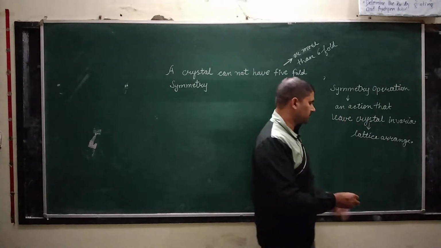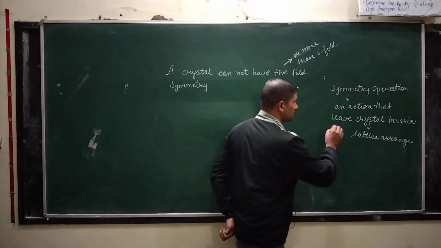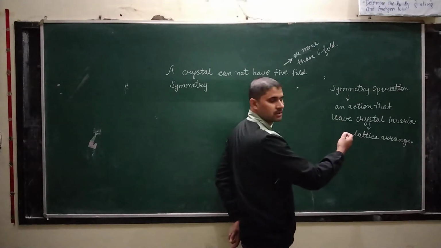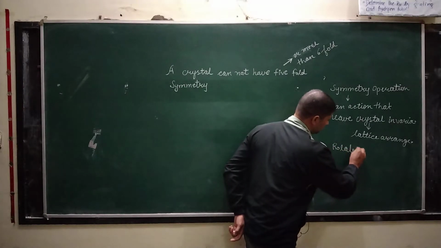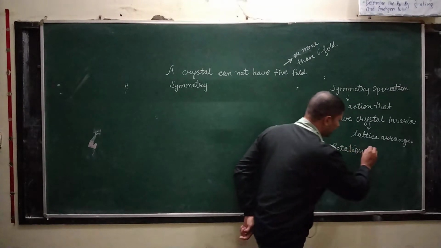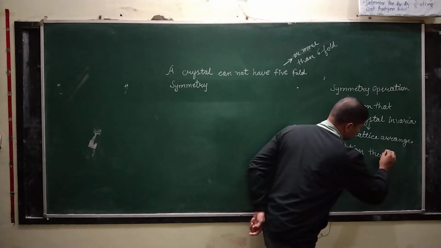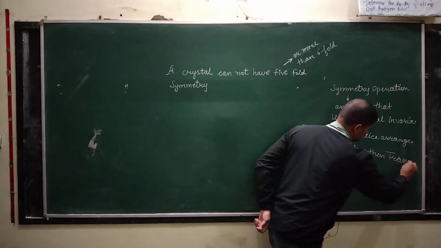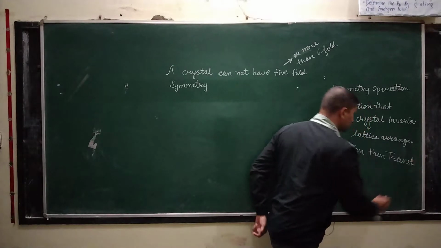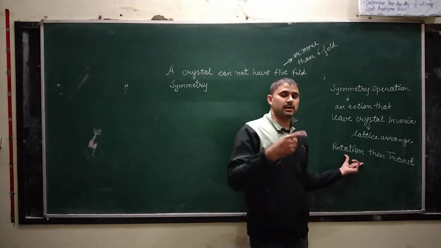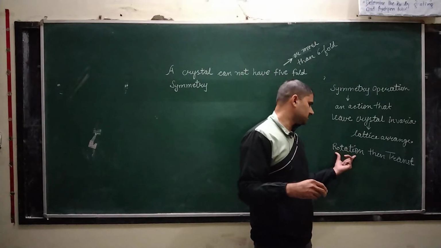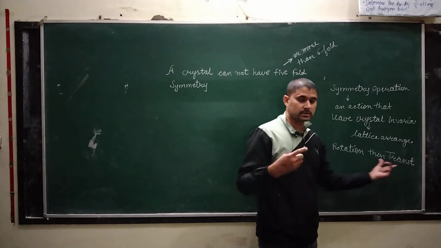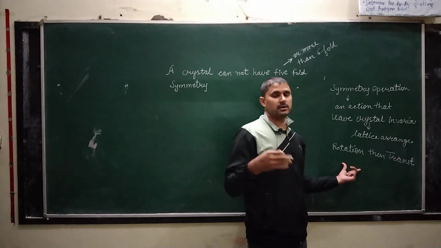If the crystal remains invariant after an action, then you can use another action of your choice. Suppose we operate two symmetry operations. One is rotation, and then translation. This will be a compound symmetry operation because you are making use of two, and after application of rotation you will apply translation and the crystal must remain invariant.